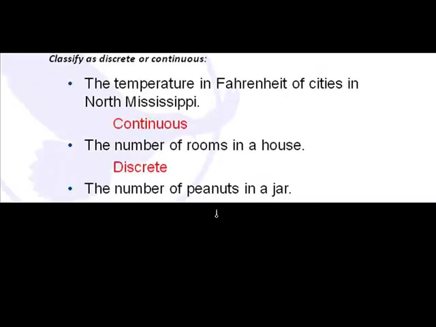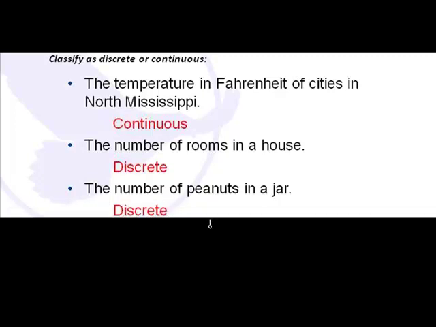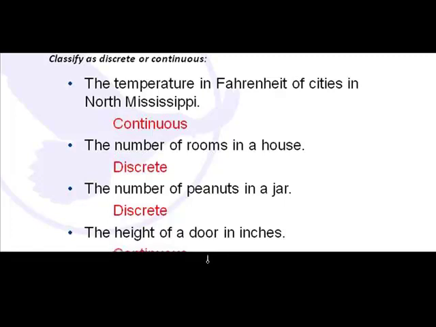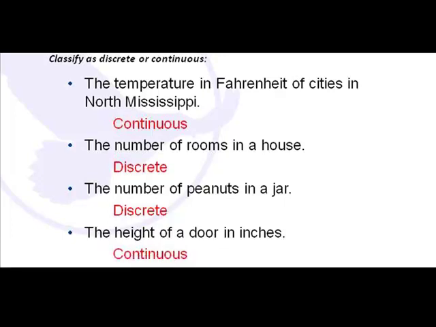The number of peanuts in a jar. Do you count them or measure them? The number is counted. It's discrete. The height of a door in inches. Do you count it or measure it? Heights are measured. This one is continuous.